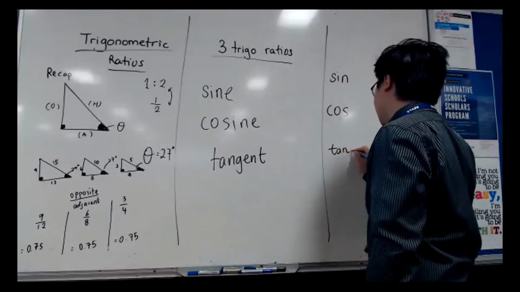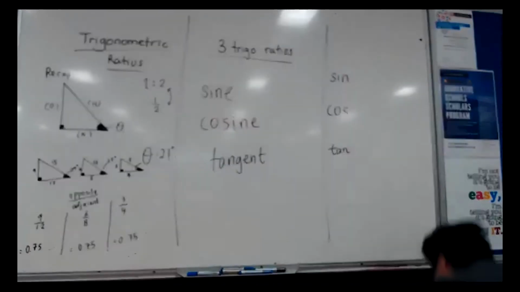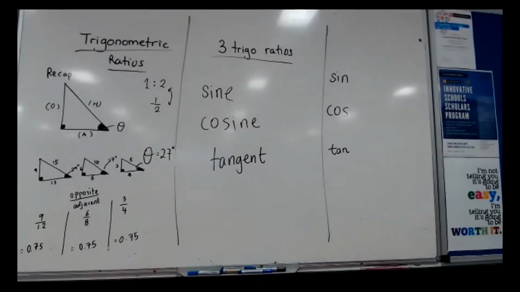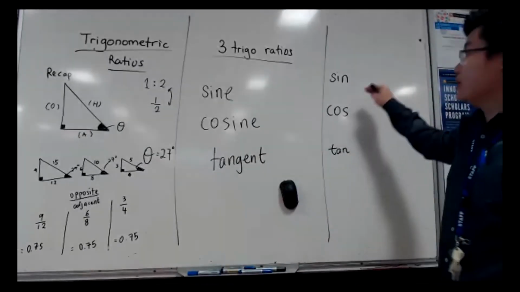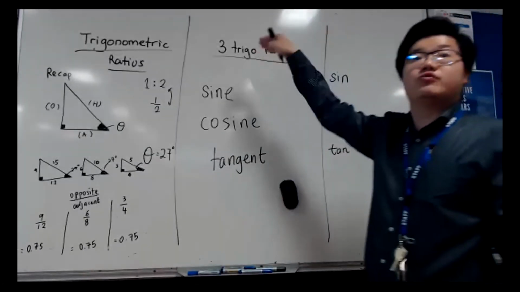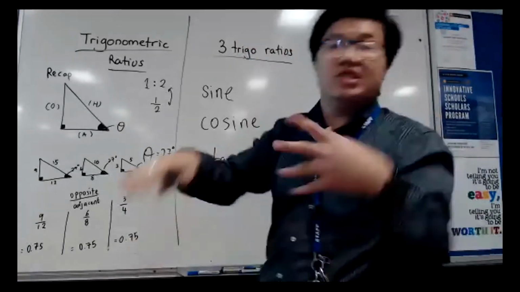Now, sine, cos, and tangent. Oh, that's on the calculator. That's on the calculator. Very good. That's a sharp observation right there. So sine, cos, tangent, the 3 trigo ratios that we are going to use and manipulate.